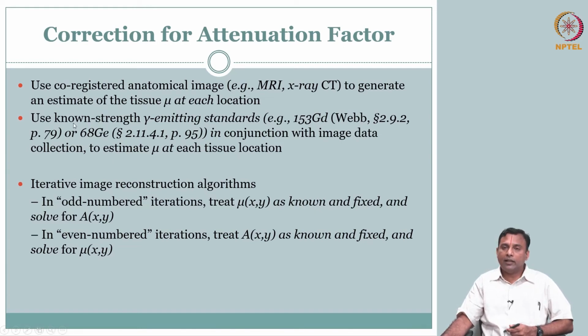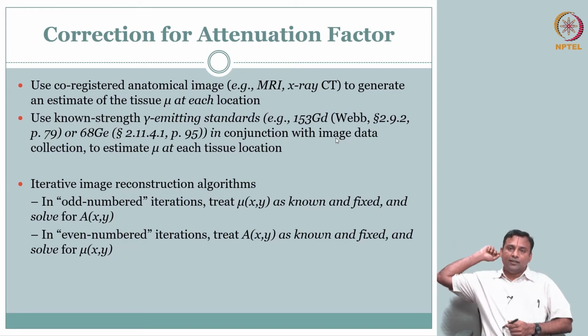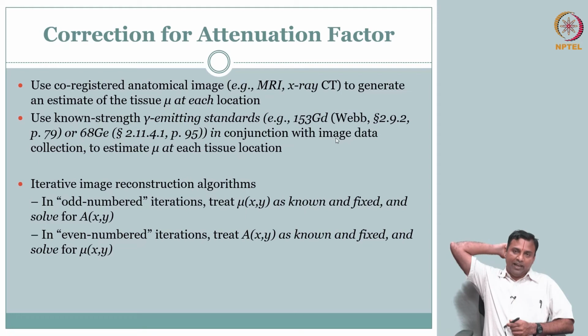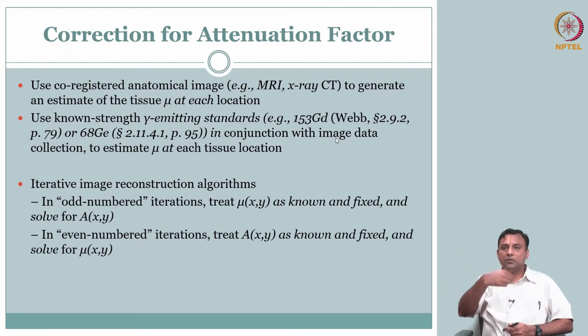Or another way to do it is, okay, I will have some calibration: use a known strength gamma emitting standard and then collect the imaging data. Okay. So, the radioactivity is not inside the body; I will have a known strength, then some tissue, and then your detector. Since I know my known strength and I know the path, I can get the average mu. Okay. So, I can do that, that is one way of doing it. So, you have to get the information from somewhere else. It is a different experiment that you will have to do.